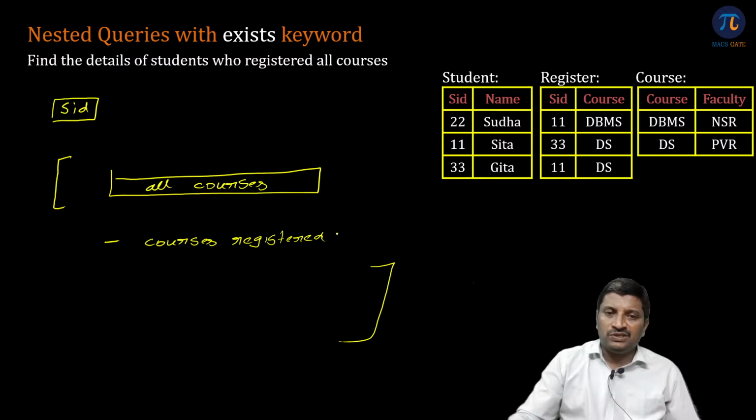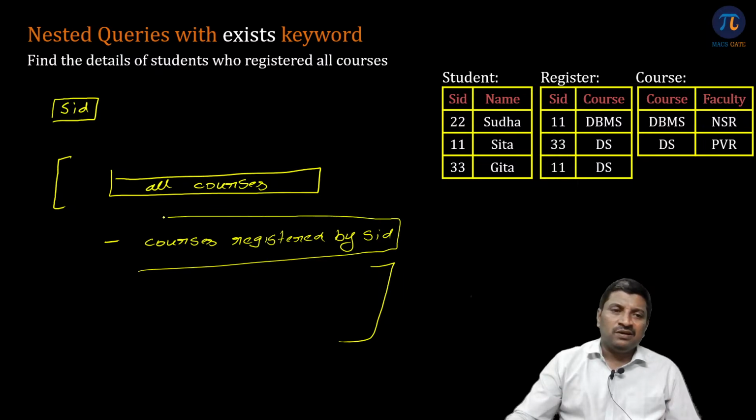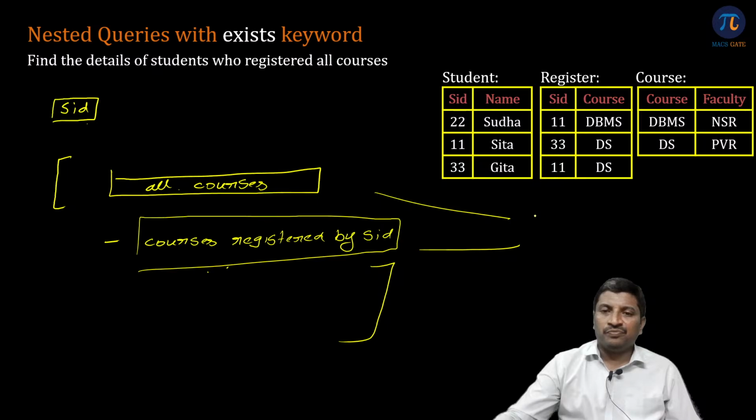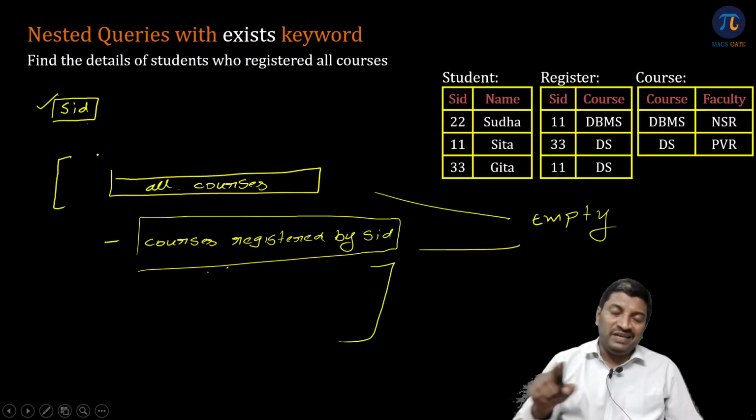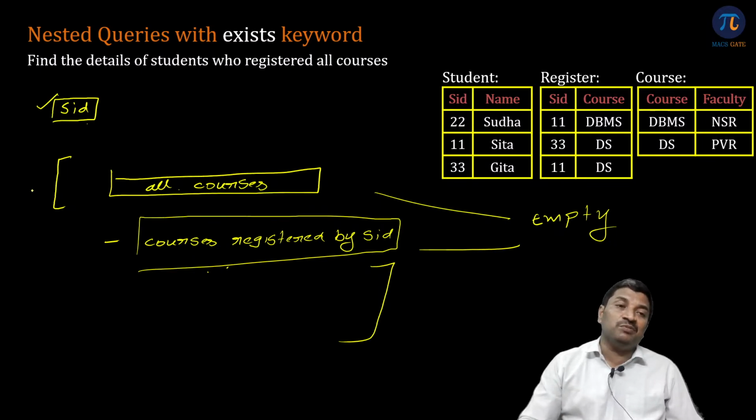Courses registered by SID. What will happen, sir? If this fellow has registered all the courses, then all courses minus this will become empty. Whenever the student registered all the courses, it will become empty. Whenever it is empty, I need this fellow. For exist, whenever it is not empty, it will be displayed. For not exist, whenever it is empty, it will be displayed.